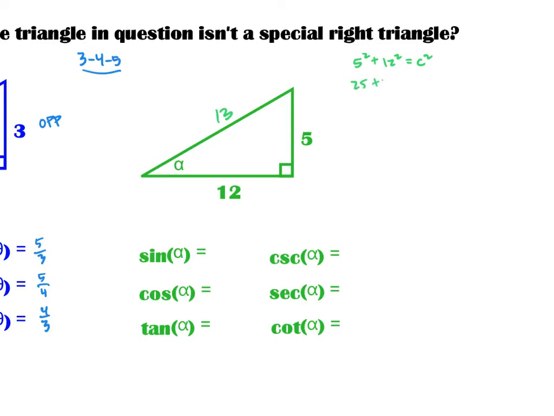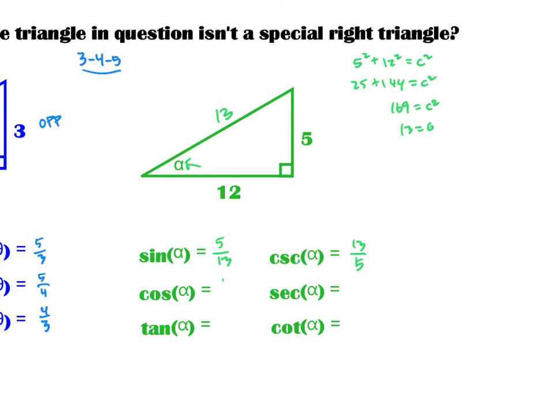So 25 and a 144, not a 169, is equal to c squared. So 169 equals c squared, so 13 equals c. Okay, so now I can find the sine of alpha. This angle here is alpha. Sine of alpha is 5/13. So the cosecant of alpha is 13/5.